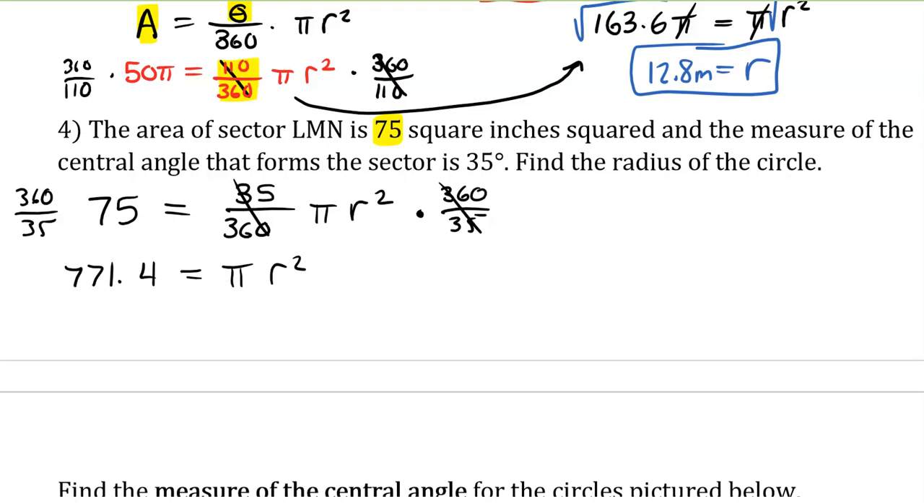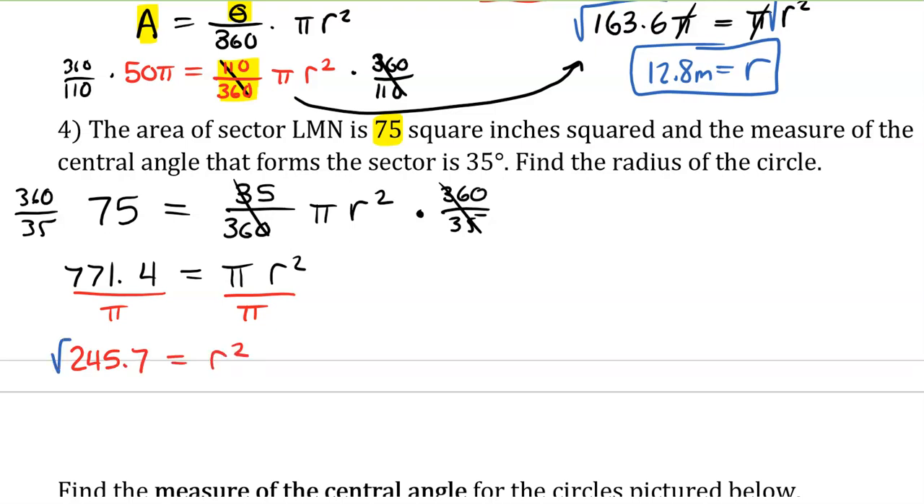So I get 771.4, but the problem with this one is I don't get rid of the pi like I did in the last problem. Since there was a pi on both sides, I was able to easily cancel them, but it didn't work here. So what I'm going to have to do as an extra step here is divide both sides by pi. There's a pi button in your calculator. You technically can also use 3.14. When I put that in the calculator, I get 245.7 equals r squared.